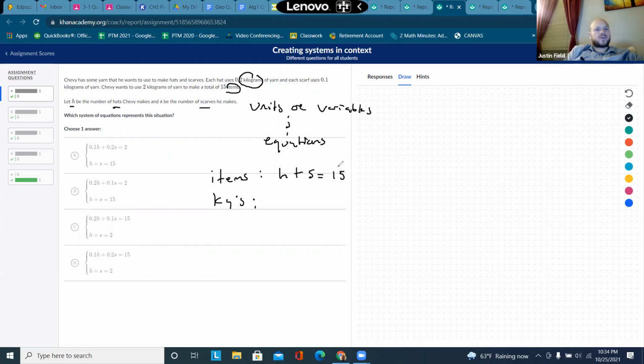And then kilograms. What do we know about kilograms? Each hat is 0.2, so 0.2 H. Each scarf is 0.1 S, and he wants to use 2 total kilograms, so that's going to be 2. So I put all my kilograms into the kilograms equation, and all the items into the items equation. All right, give that one a try.